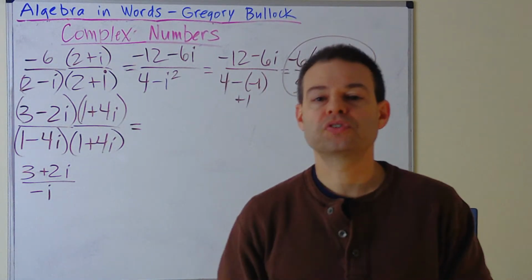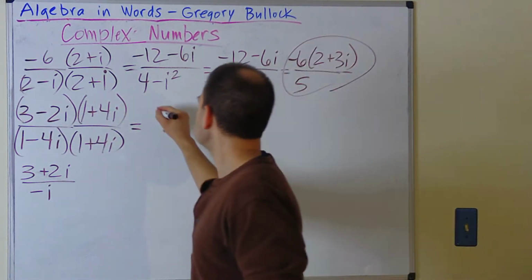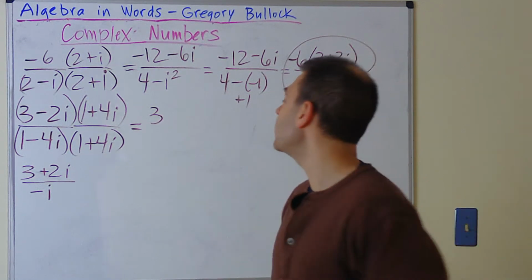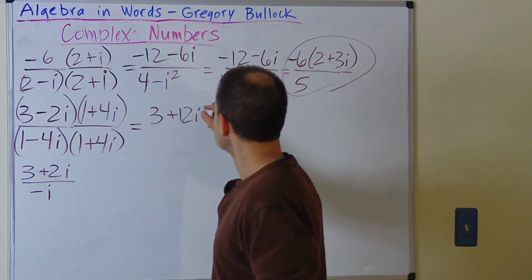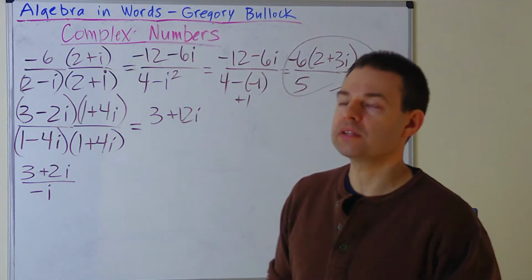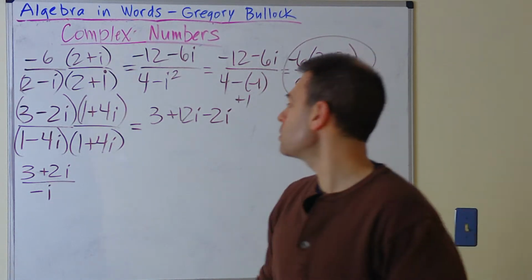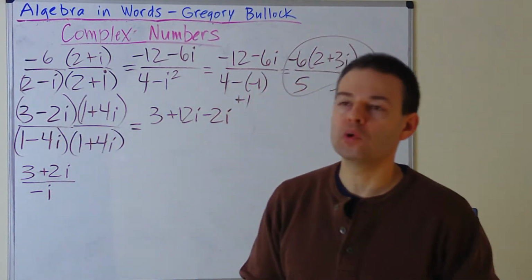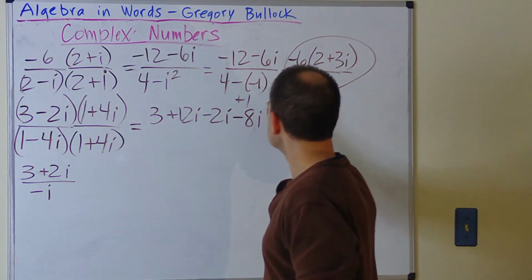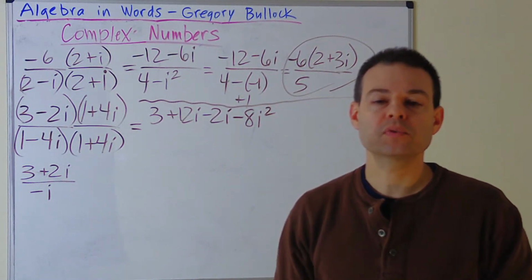And now in the top, we're just going to FOIL it. Product of the first terms, 3 times 1 is 3. Product of the outer, 3 times 4i is going to be 12i. Then the product of the inner terms, negative 2i times 1 is going to be negative 2i. And then the product of the last terms, negative 2i times 4i is going to be negative 8i squared. And we'll combine like terms in the next step.